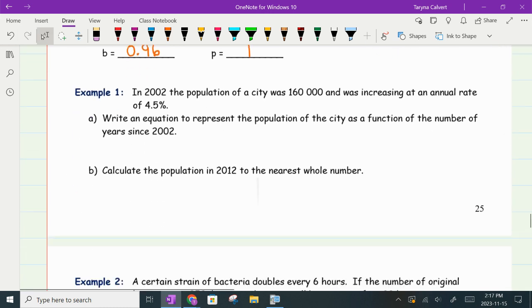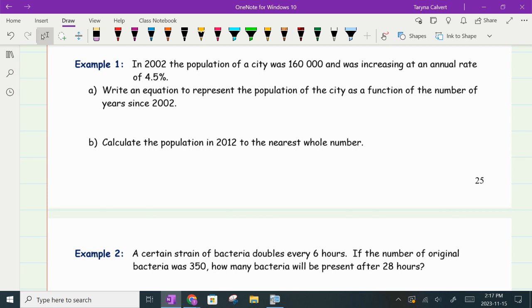All right, so let's just do some basic ones. Example 1 says in 2002, the population of a city was 160,000 people and was increasing at an annual rate of 4.5%. Write an equation to represent the population of the city as a function of the number of years since 2002. So we're just writing a formula. We're not solving for anything yet.